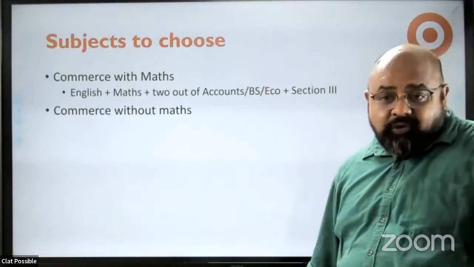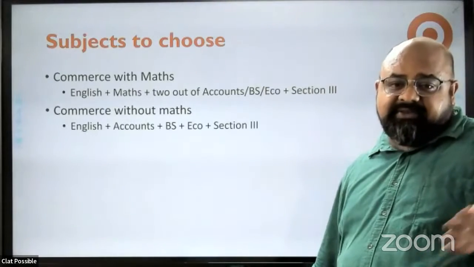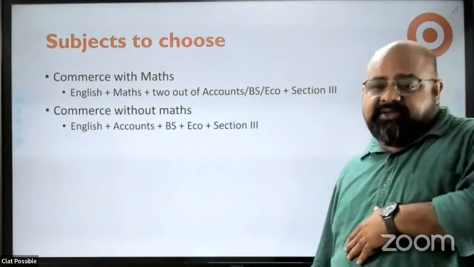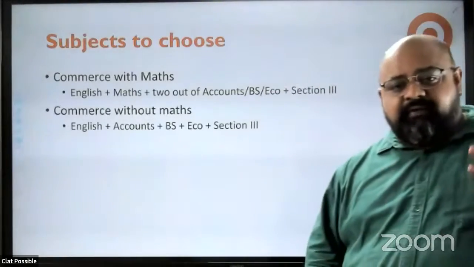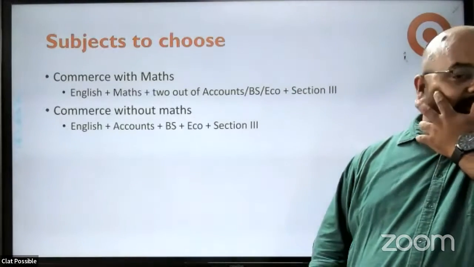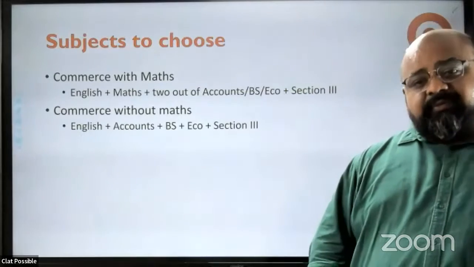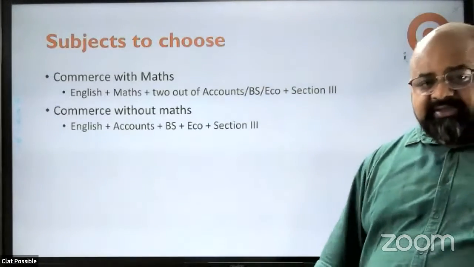Second is commerce without math students. Again, since you do not have maths, you look at English and accountancy as the compulsory ones, plus BS, Eco, and section 3. So if you are someone with maths, you can actually drop one of accounts, BS or Eco. If you're someone who does not have maths, accounts, BS and Eco becomes a good selection. So with accounts, you can also apply for B Com honors and the section 3.